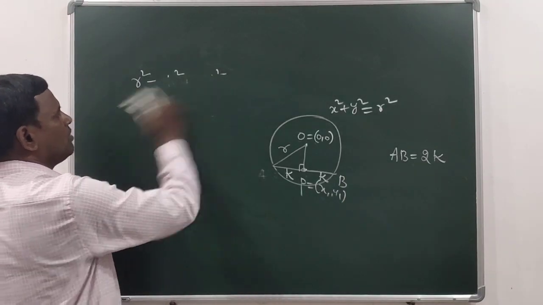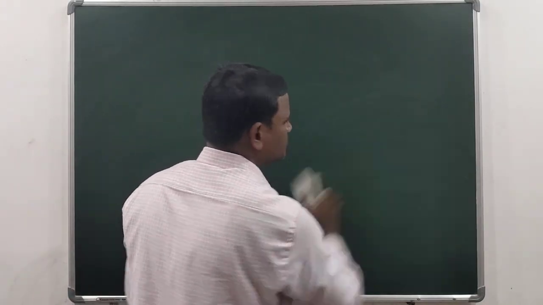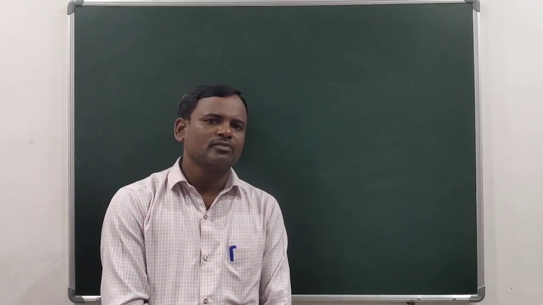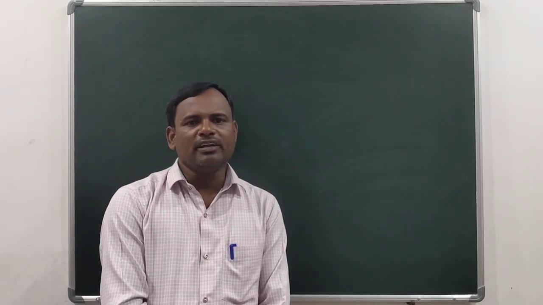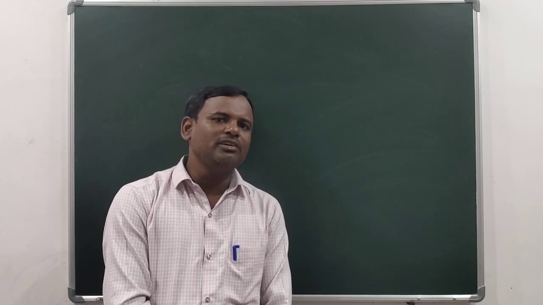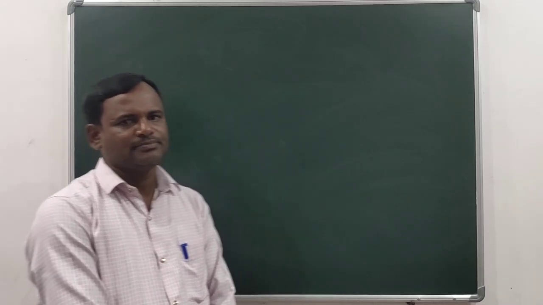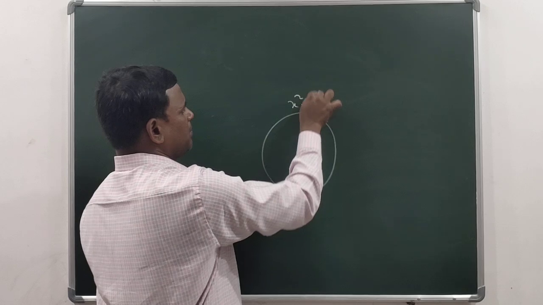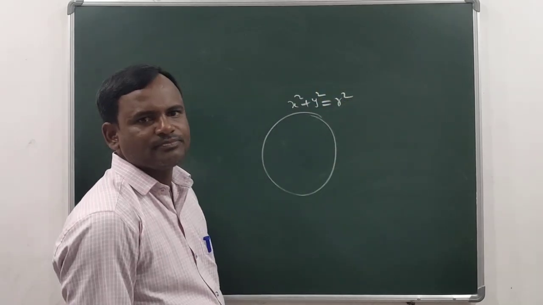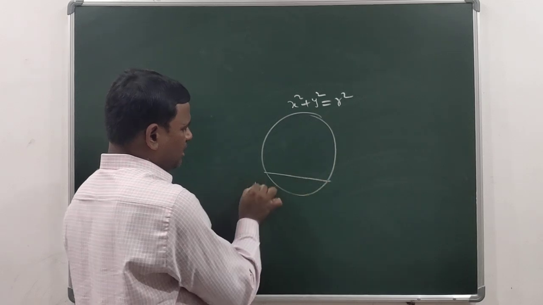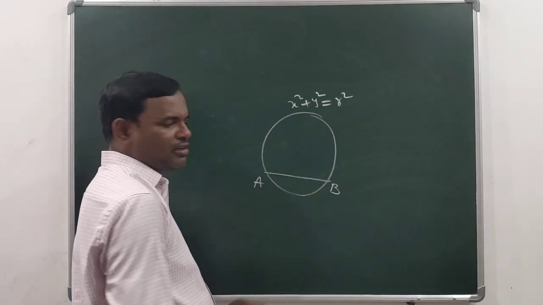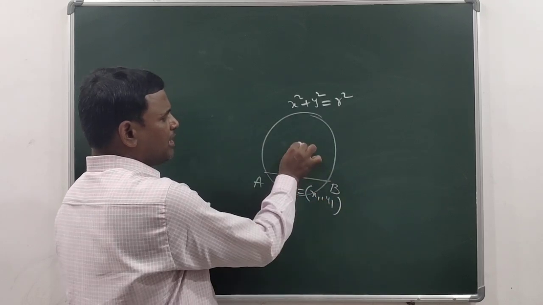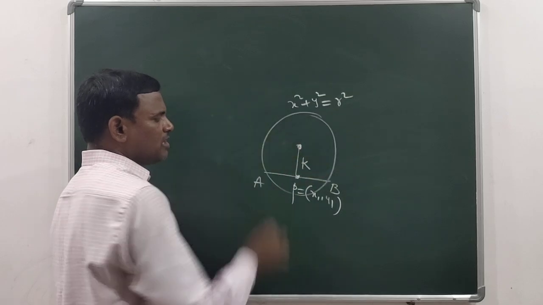Now let us go to one more application. Find the equation of the locus of the midpoint of a chord which moves k units away from the center of the circle. See here, this is the circle whose equation is x square plus y square equal to r square. Now, see here, this is a chord. What you have to find is the midpoint locus, as this chord moves k units away from the center.